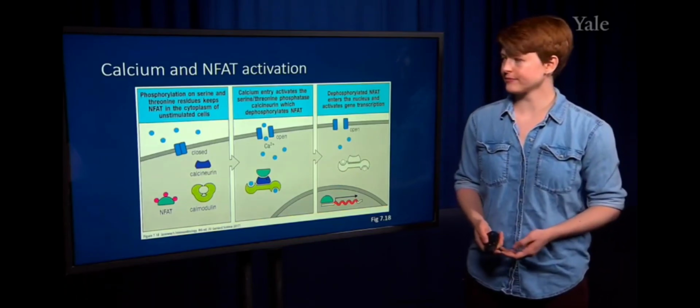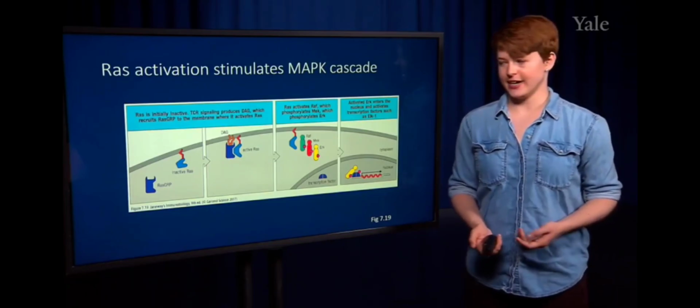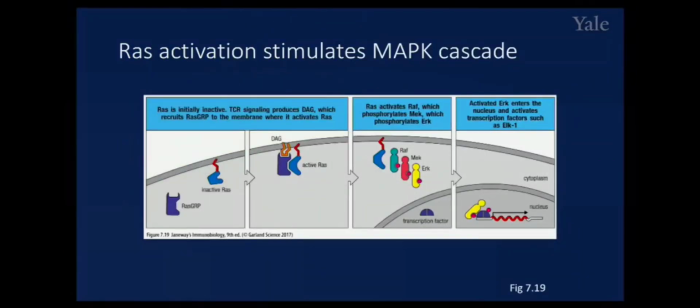So I also mentioned RAS earlier. This is one of those small GTPases. Here, it's important to link signaling to what's called the MAP kinase cascade. This MAP kinase cascade is very important for lymphocyte signaling, but it's also seen in many other types of cell signaling that we won't be able to talk about today.